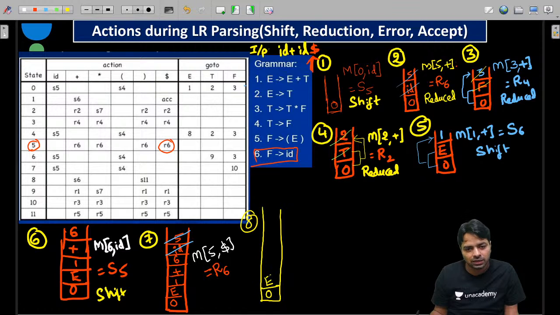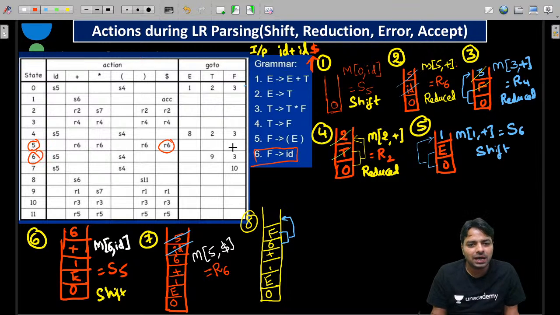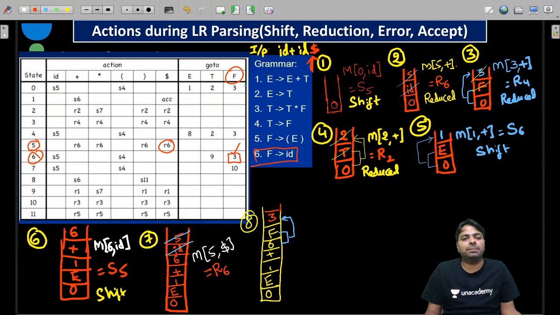0, E and 1 plus 6. Now push LHS, that is F. Now look at who is below F. Look at the table, 6 comma F, that is 3. So 3 we are going to make an entry. That is the 7th step over.